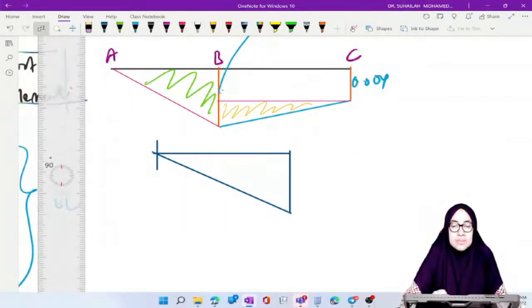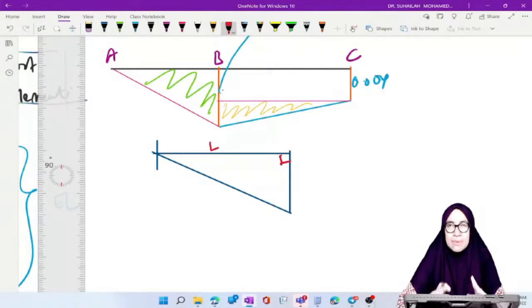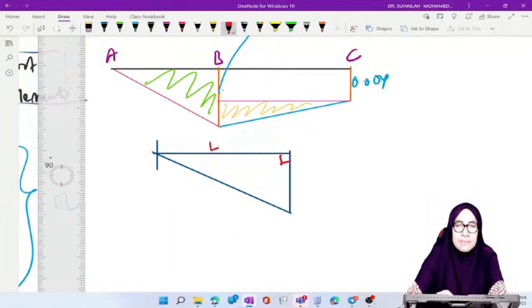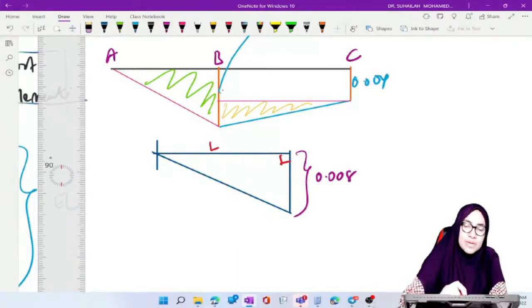From the formula, this is L. This triangular must have a perpendicular section. The delta is actually here. This is the delta, which is equal to 0.008, and the length for this is 4 meter.